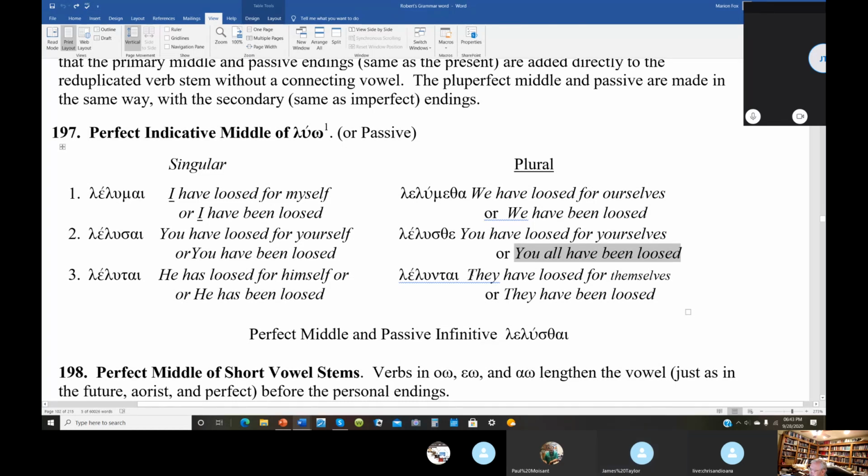Leluntai, they have loosed for themselves, or a passive, they have been loosed, or they could drop the four off for themselves.